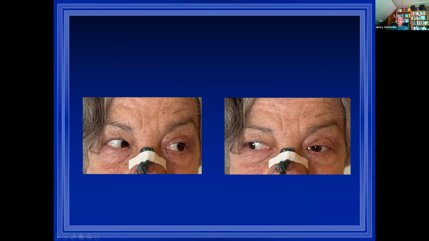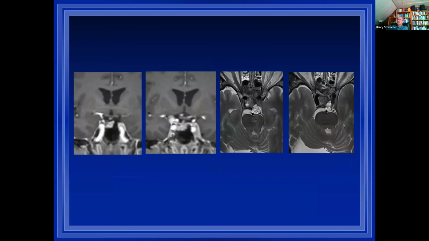She had a little bit of weakness in abducens, but not much deterioration. And here you see our fat graft, which we put in, and the nasoseptal flap. But you see here, we went through the sellar space to this area.